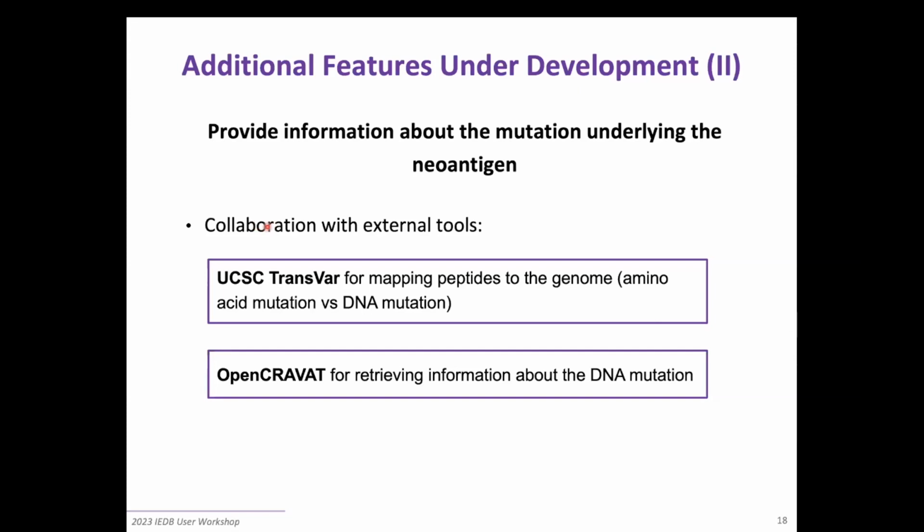So first, we have a tool from UCSC called TransVar, which can take the peptide and map it back to the genome, which means you can translate your amino acid mutation back to a DNA mutation. And once we have the DNA mutation information, we can use this tool, OpenCRAVAT, from Johns Hopkins. OpenCRAVAT is an annotation tool that is linked to, I guess, hundreds of different tools and databases, and we can use OpenCRAVAT to put in our DNA information for the peptide, and then get all the additional information we need about the mutation.